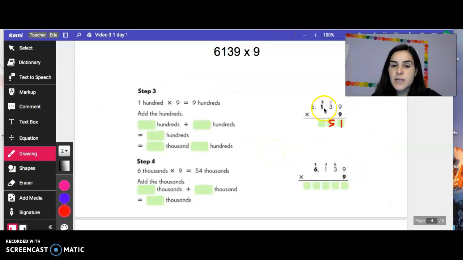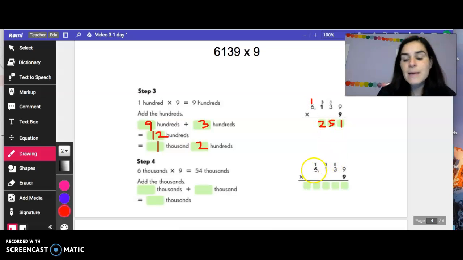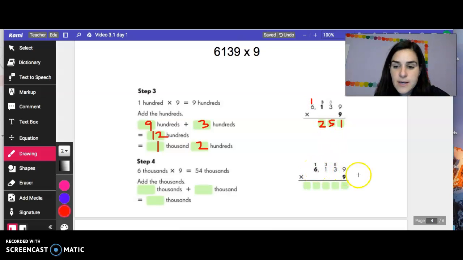Step 3 is moving on to the hundreds. So we have 100 times 9, that would be 900s. But we have the 3 from before when we regrouped it from the tens. So 900s plus 300s is 1200s. And 1200s is the same as 1,000 and 200s. So we put the 2 here. We regroup the 1.